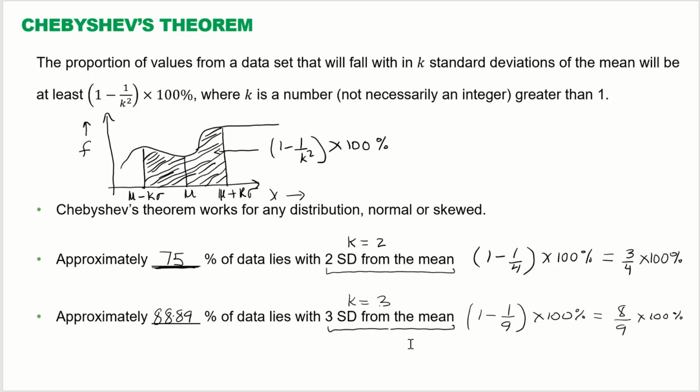So this is the principal idea behind Chebyshev's theorem. The theorem gives you the minimum amount of data that lies within k standard deviations, and that amount is 1 minus 1 over k squared, times 100%. Remember that k is any number which is more than 1. Now we are going to look at an example associated with the theorem.